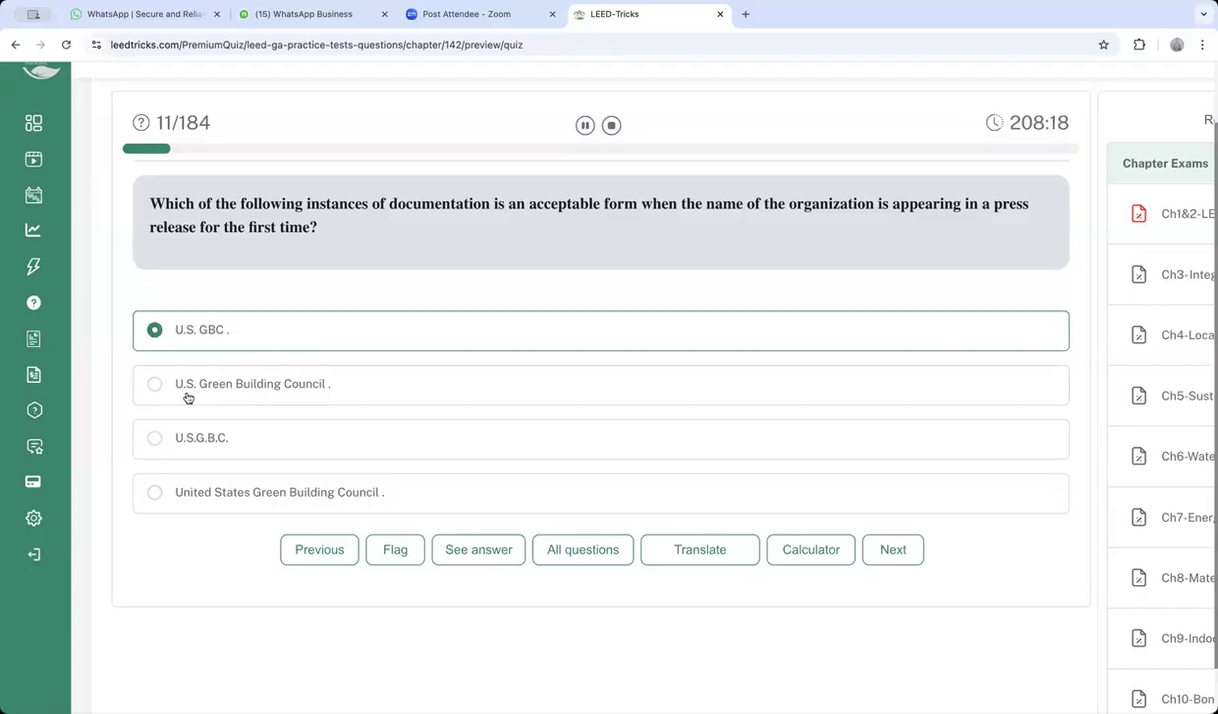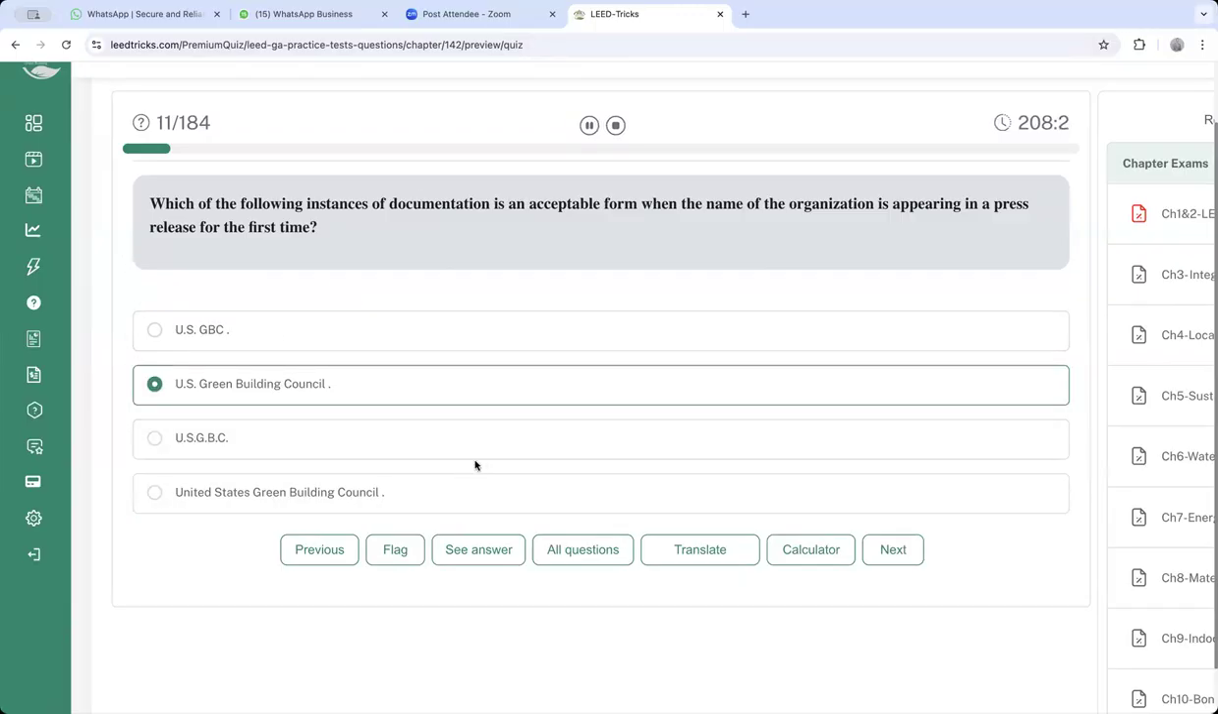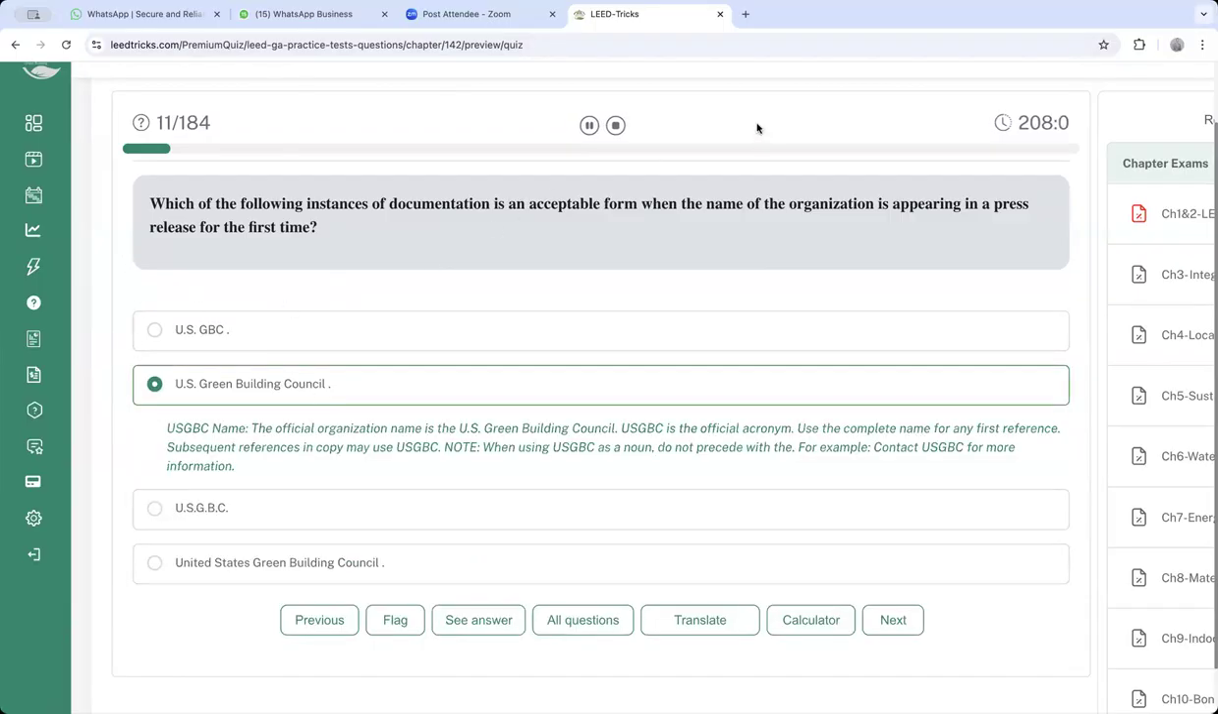U.S.GBC or US Green Building Council or U.S.G.B.C or United States Green Building Council. So which one? Do you remember in the slide how we wrote it? You choose two. Let's see the answer. That's right. So U.S. Green Building Council, meaning United States Green Building Council. But if you write it this way, it's wrong. Or this way, it's wrong. Or this way, it's wrong. We call it trademark. How do I know? We gave it to you already in the course, trademark and policy.